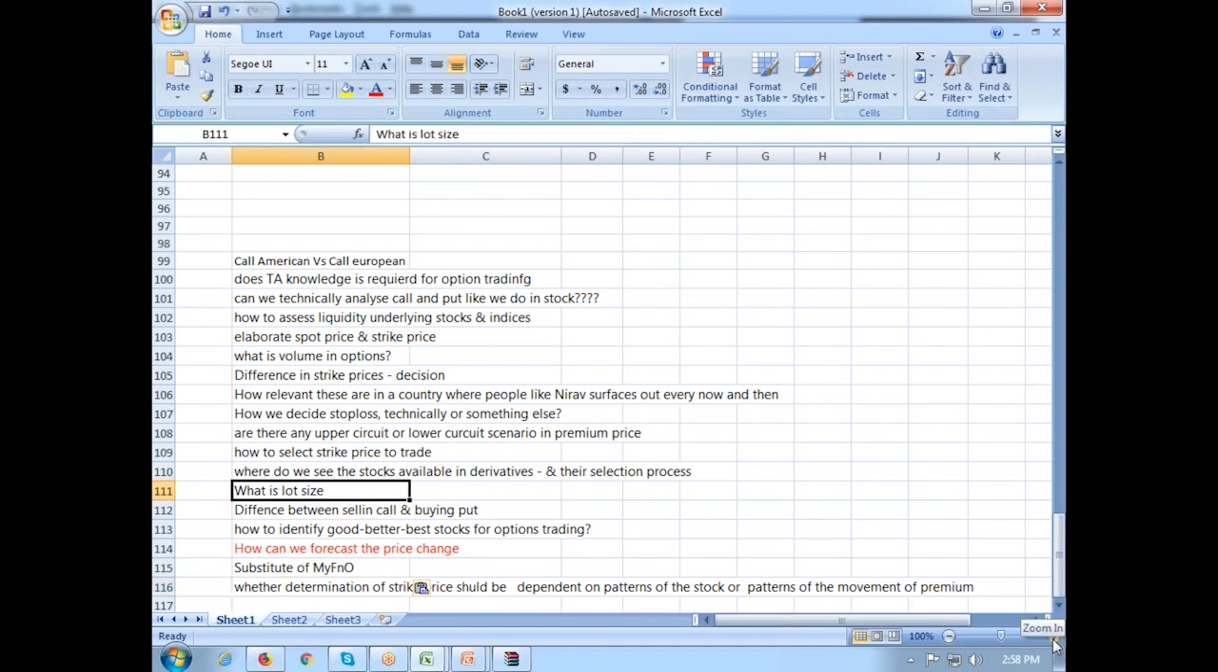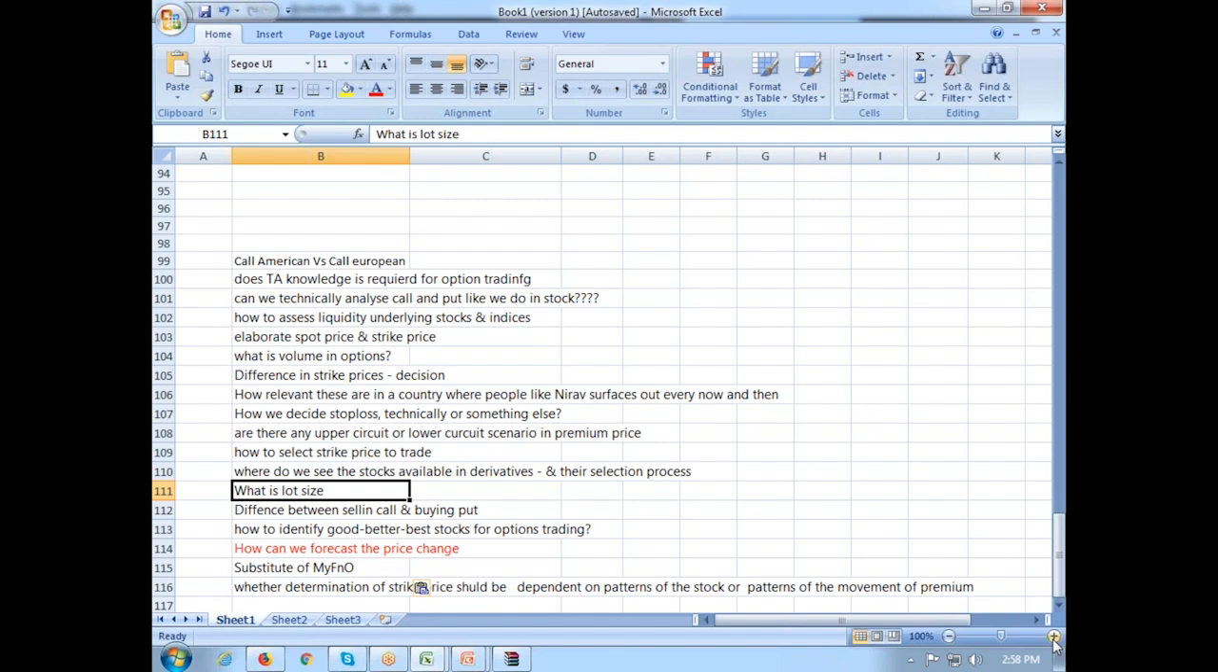What is the lot size? Lot size is a bundle of stocks. Reliance in the cash market is one stock. In the futures and option market, it's 500 stocks in one bundle. So you are dealing in the wholesale market. You are buying in bundles. So that is the lot size.